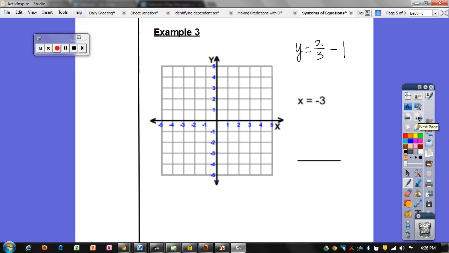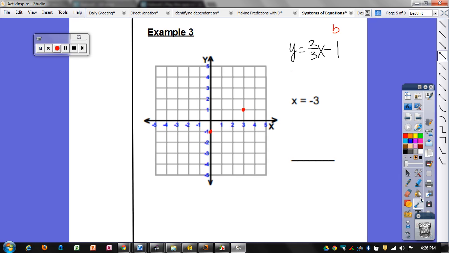Okay, example 3, we're going to do the same thing. So we're going to, this should say x actually. We're going to begin with our y-intercept. So my y-intercept is negative 1. My rise is 2 and my run is 3. So I'm going to rise up 2 and run 3. Draw this line.